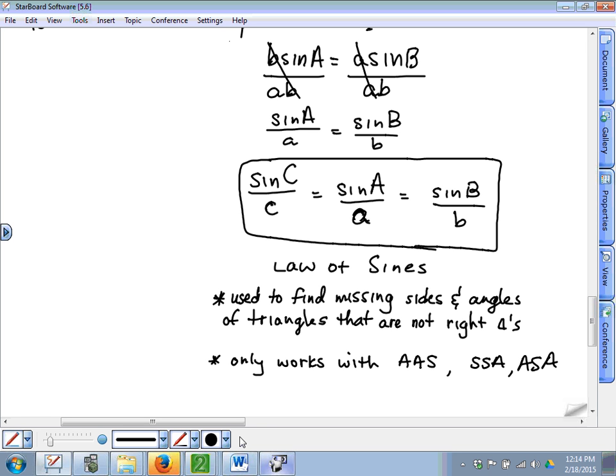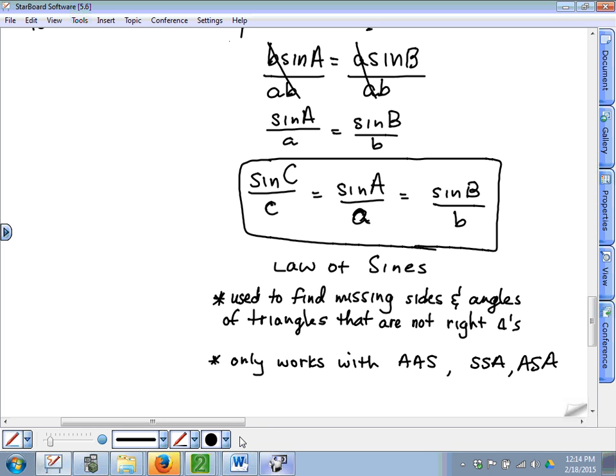There is a limitation to the law of sines. However, it only works if you have an angle-angle-side triangle or a side-side-angle triangle. And I suppose it could work with an angle-side-angle triangle. I don't know if you'll see that on your homework or not, but it doesn't work for every single triangle. If you have side, side, side, for example, yeah, law of sines is no good.